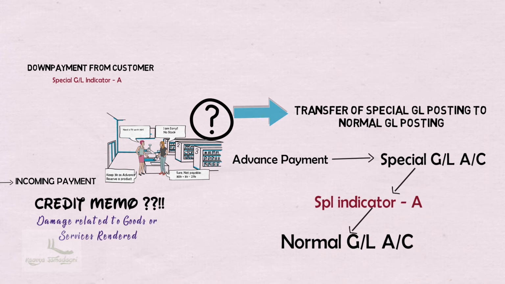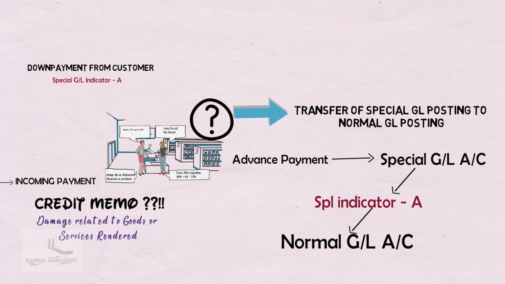If we do not do this transfer of special GL to normal GL, whatever advance has been received from the customer will not be deducted in the total invoice amount. Hence, it is mandatory to transfer the posting of special GL to normal GL.